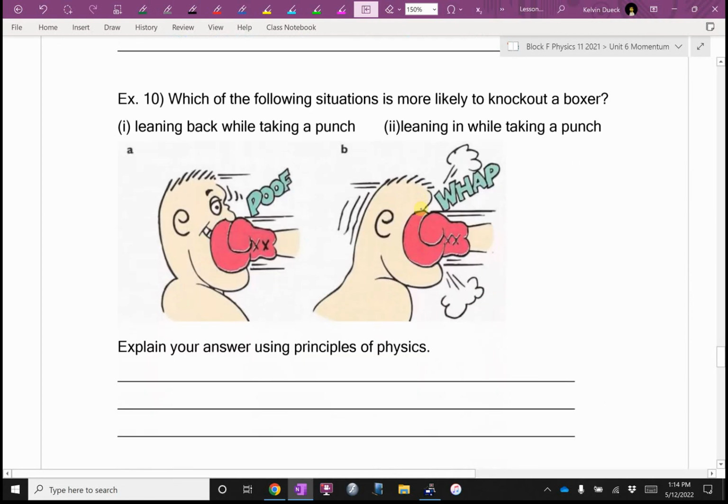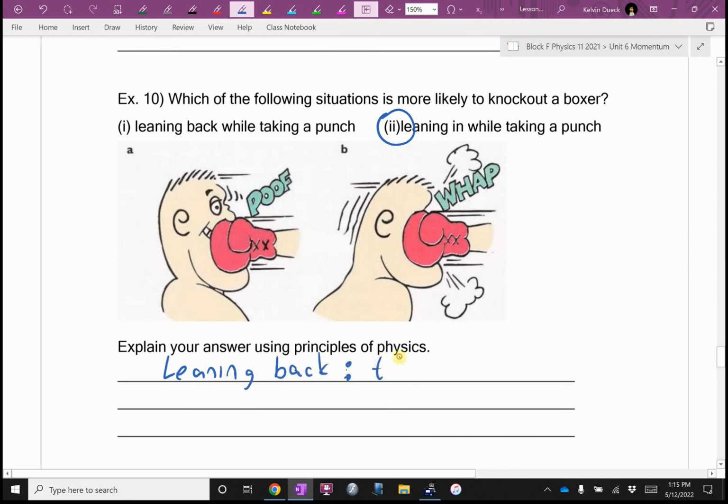Which of the following situations is more likely to knock out a boxer? Leaning back while taking a punch, or leaning in while taking a punch? Clody. Why? I didn't hear. Which one is less time? Leaning in. In fact, leaning back. Leaning back.